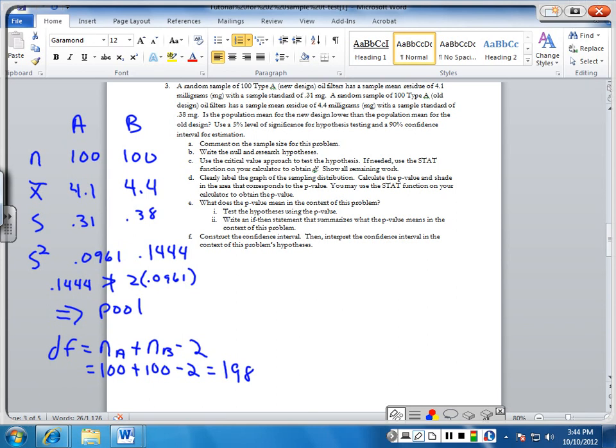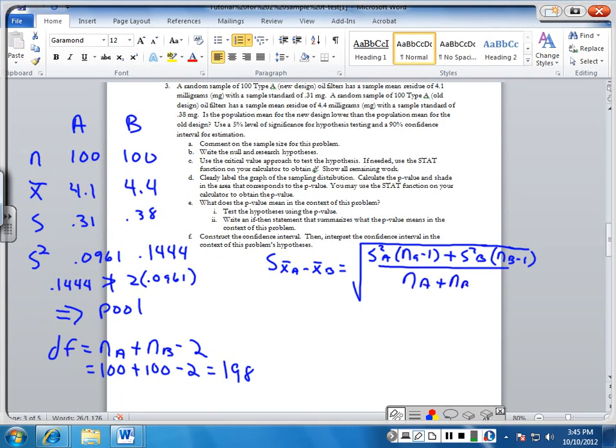And then when we pool, the standard error is equal to the big formula. S squared A times NA minus 1 plus S squared B times NB minus 1. All that's over NA plus NB minus 2. And then take all of that, square root, and multiply by the square root of 1 over NA plus 1 over NB.